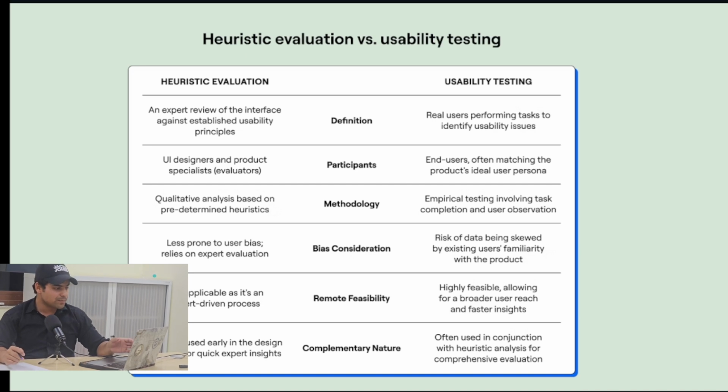The definition for heuristic evaluation is an expert review of the interface against established usability principles. And what is usability testing? The definition for this is real users performing tasks to identify usability issues. This means that we are the real users of these things. We perform tasks on it to understand whether it's usable or not.